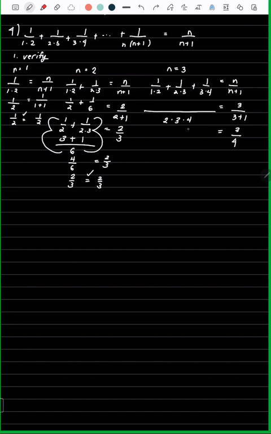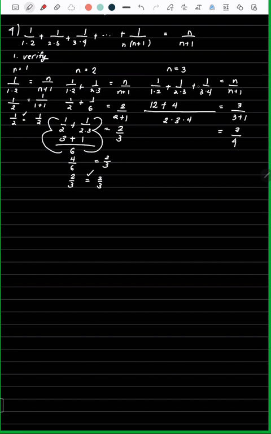So you do this process on all fractions. So 2 times 3 times 4. No? So the answer there would be 24.